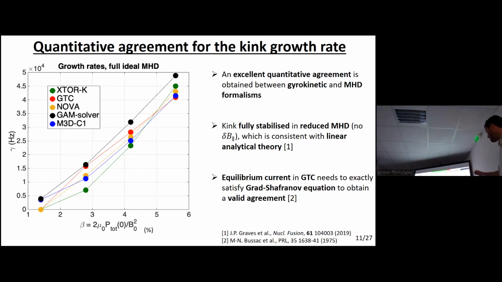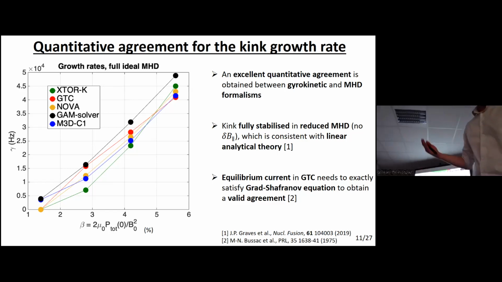So in obtaining this result with the gyrokinetic code, two ingredients were physically mandatory. First was the inclusion of finite delta B parallel fluctuation, meaning that we cannot do this simulation in reduced MHD, because otherwise the mode is fully stable, which is actually consistent with some recent analytical theory. And the other ingredient was that the equilibrium current used in GTC needed to exactly satisfy the Grad-Shafranov equation in order to obtain a valid agreement.